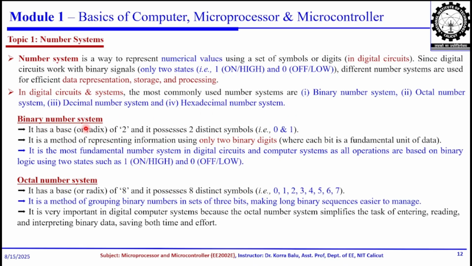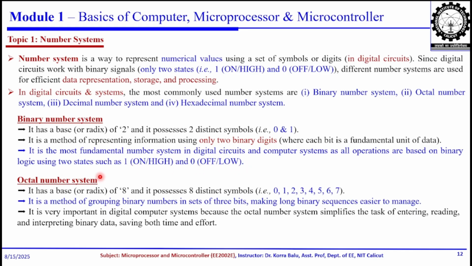The binary number system has a base or radix of 2 and it possesses two different symbols, that is 0 and 1. It is a method of representing information using only two binary digits where each bit is a fundamental unit of data. It is the most fundamental number system in digital circuits and computer systems, as all operations are based on binary logic using two states such as 1 and 0.